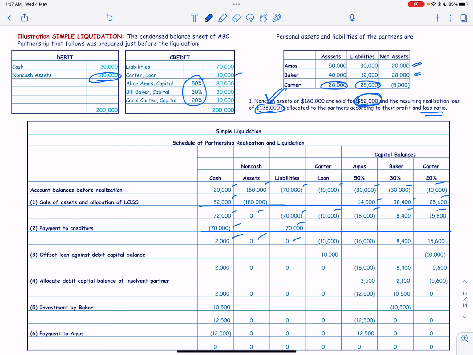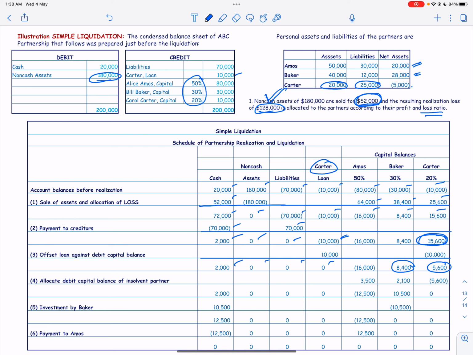Next, we are going to offset the loan against the debit balance, and in this case you can see that Carter has given a loan of 10,000, but Carter has a debit balance, so this has to be offset by this debit balance. And once we record it, again you can see that the loan has been written off, and now we have two accounts that are having a debit balance.